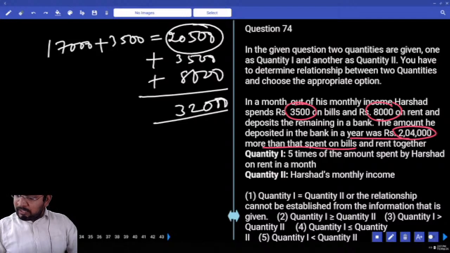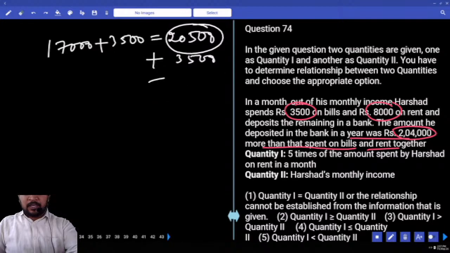And rent together. Rent also we have to calculate. Just wait. Rent is also there.